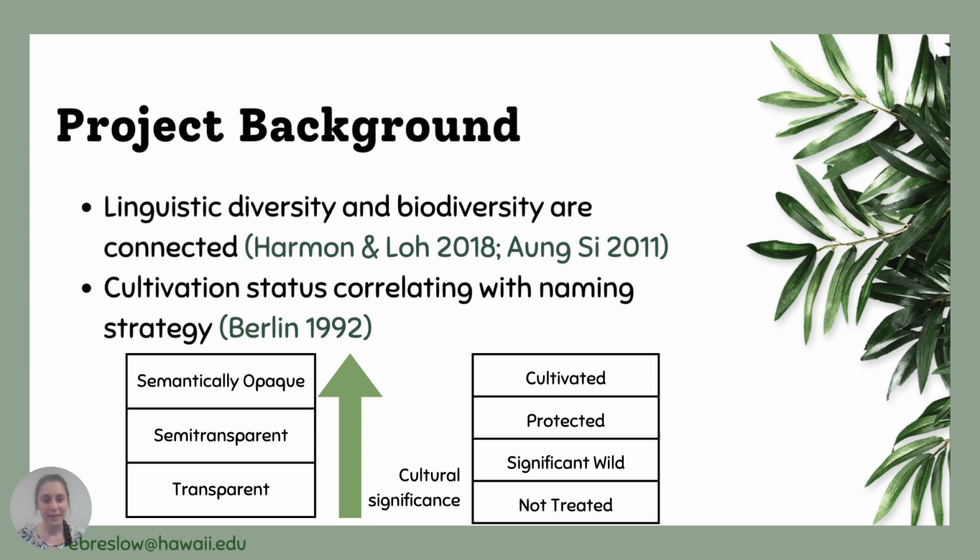Now, Berlin 1992 found that the opacity of names tends to increase with the cultural significance of that plant, and he connected cultural significance with how people interact with the plant. If it's cultivated, it's highly culturally significant. If it's protected, where if it's found, it's not removed, it's still fairly significant. If it's grown wild, but people use it, then it's going to be significant, whereas if they don't use it, it's going to be not treated or less significant.